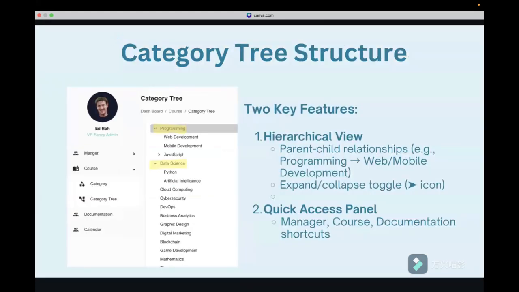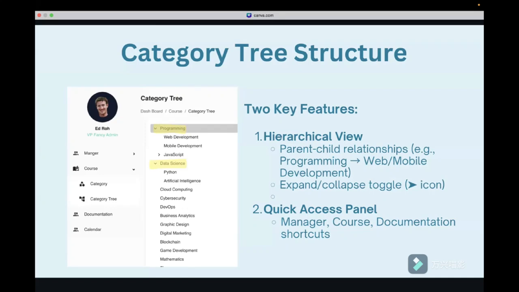At the heart of our system is the category tree structure. We have a hierarchical view of all categories. This supports parent-child relationships, making it easy to structure content logically. For example, under programming, you can have sub-categories like web development or mobile development. You can also expand or collapse any branches in the tree to focus only on the section you need.